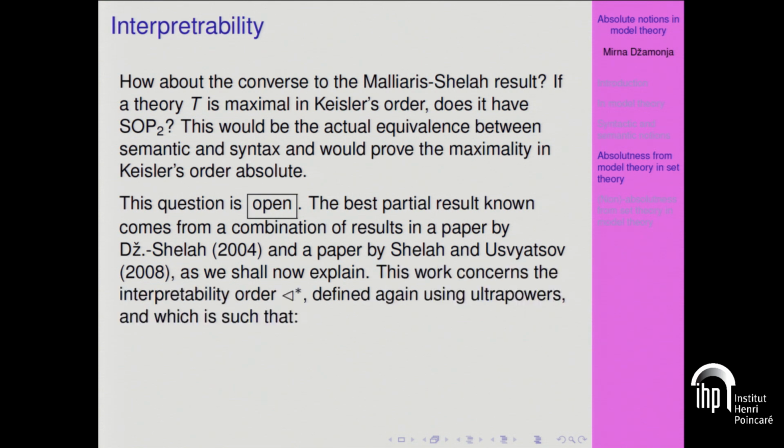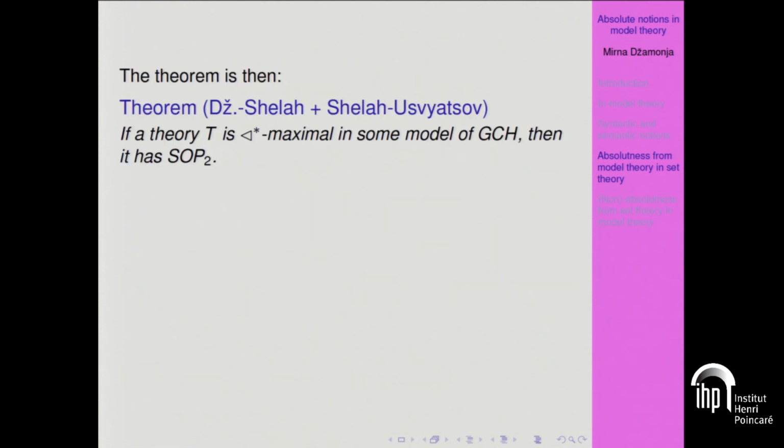So this work concerns another order, the interpretability order, which is again defined using ultrapowers, and which has the property that a theory which is maximal in this particular order is also maximal in Keisler's order. I'm not going to give you the definition of this order. But here is the theorem that comes from this work: if a theory is maximal in this order in some model of GCH, then the theory has SOP2.